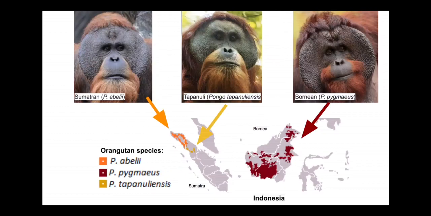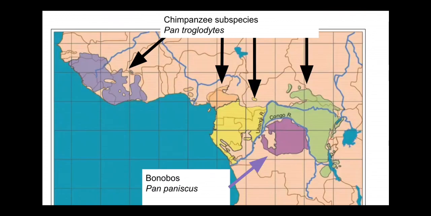There are also three species all in the same genus. So there's one genus, three species of orangutans that all occur throughout Southeast Asia on the island of Sumatra and Borneo, which are part of Indonesia. And then chimpanzees, there is one species of chimpanzees and then their close cousin, their sister species rather, bonobos. Both are in the genus Pan.